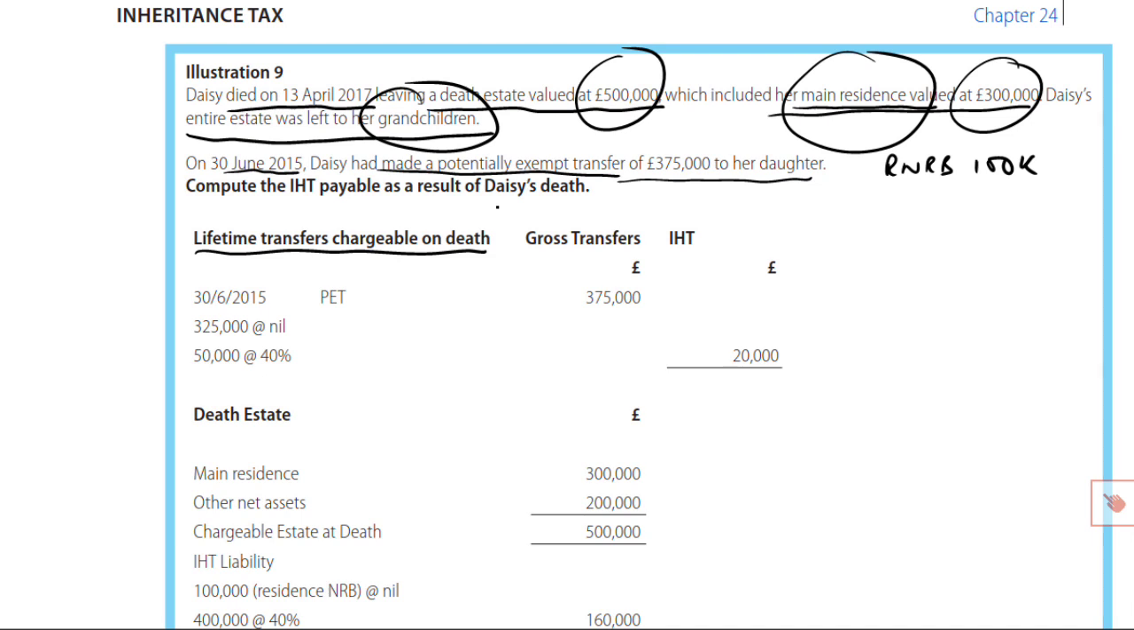So lifetime transfers chargeable on death. We need to record the gross transfers. We need to record the tax. There is only one pet, dated the 30th of June 15. It amounts to 375. We've immediately exceeded the 325 nil rate band, pushing 50,000 out of the nil rate band into the 40% band, and therefore £20,000 of tax to be paid there by the daughter in relation to the gift that she received in June 15. Then the death estate.